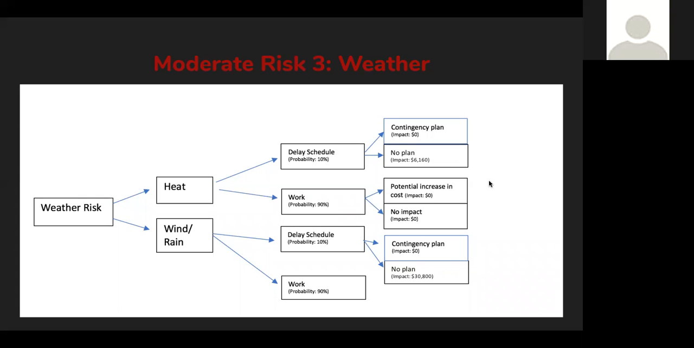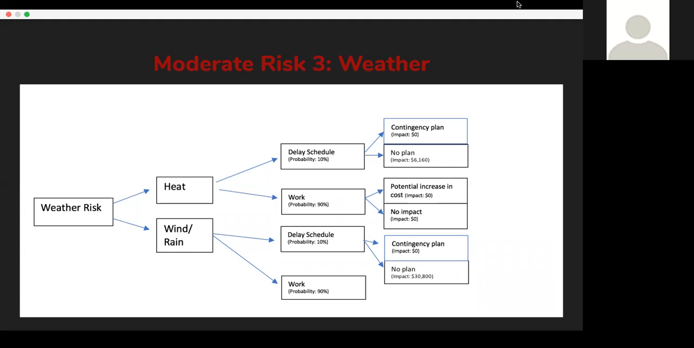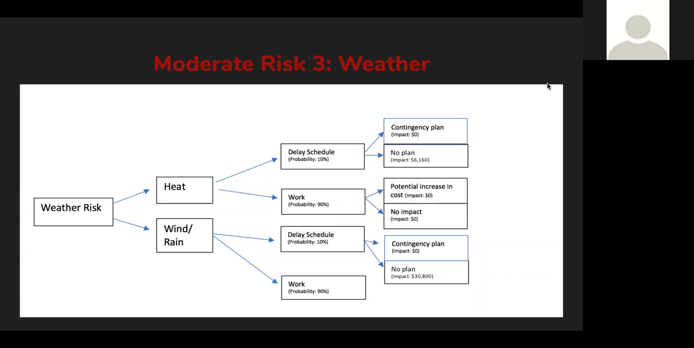For this decision tree and weather risk, we looked at heat versus wind and rain. For heat, extreme heat can lead to a delay of schedule. A decision to make a contingency plan for delay will let you avoid losses in schedule and project costs. A decision to make no plan could lead to an impact of around $6,000. When working in normal heat, there shouldn't be any impact on your project or your schedule.